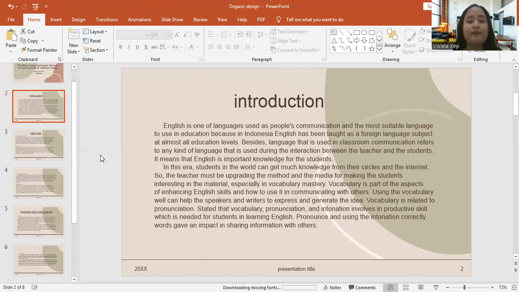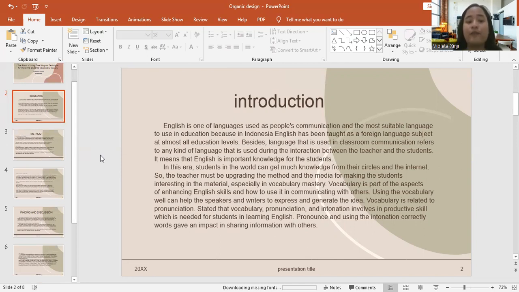In this era, students in the world can get much knowledge from their circles and the internet. So the teacher must upgrade the method and the media for making the students interested in the material, especially in vocabulary mastery. Vocabulary is part of the aspect in enhancing English skills and how to use it in communication with others. Using vocabulary well can help the speakers and writers to express and generate ideas.